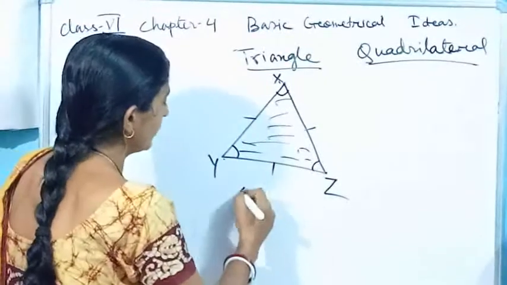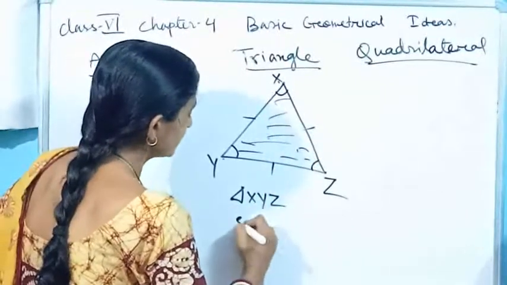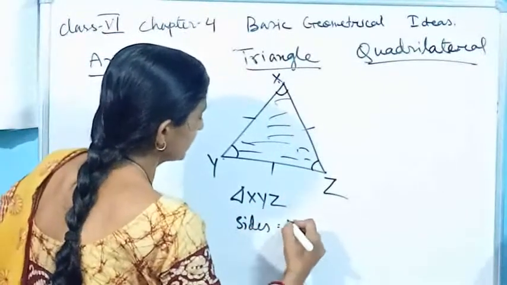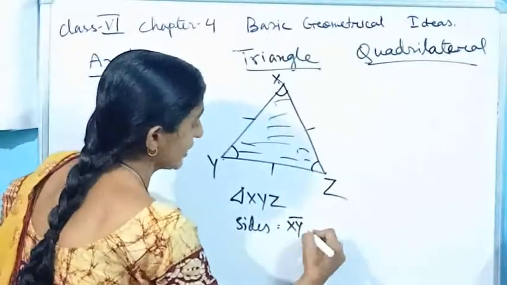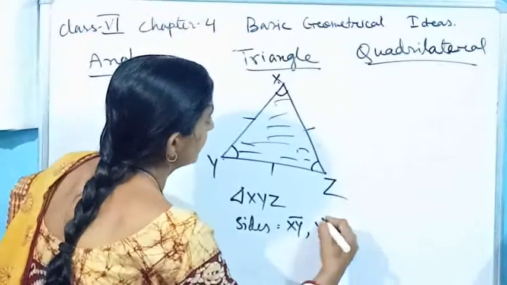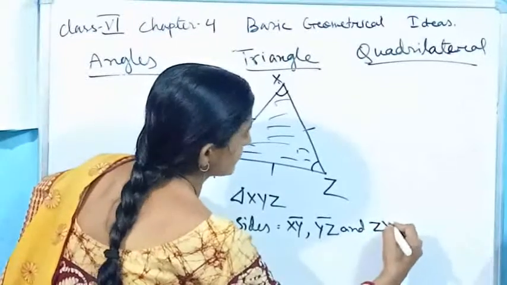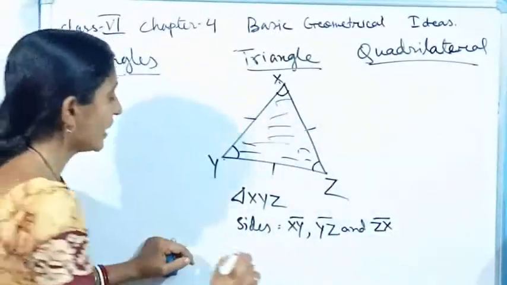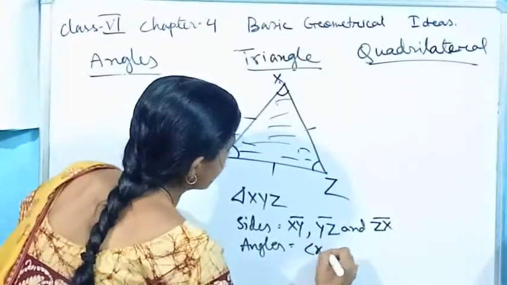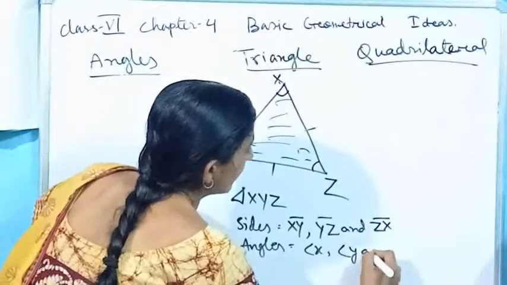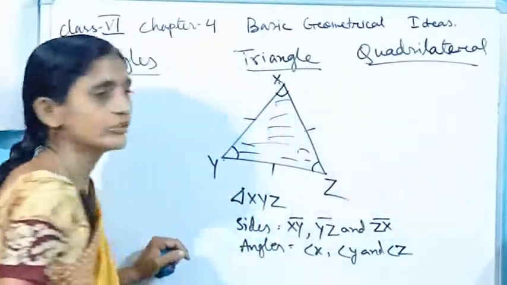Okay. Now how can you represent the sides here? For this triangle, we can write it as triangle XYZ. What are the sides you have? You can write XY, yes, they have each a length, so it is a line segment side. Then YZ, and the third one is ZX. What are the angles it has? The angles are angle X, angle Y and angle Z. These three angles it has.